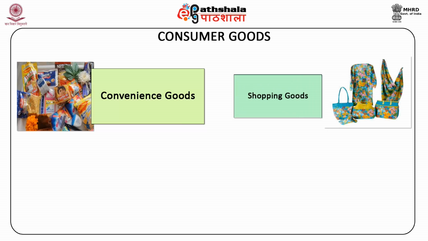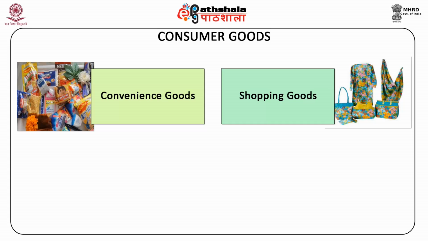Second, shopping goods. These are goods for which a consumer will not mind shopping around and making a thorough comparison on the basis of their price, quality, style, uniqueness, etc. They do not mind spending time in purchase and traveling long distances for making such comparisons. Examples include home furnishing, shoes, purses, mobile phones, accessories, and major electronic appliances.